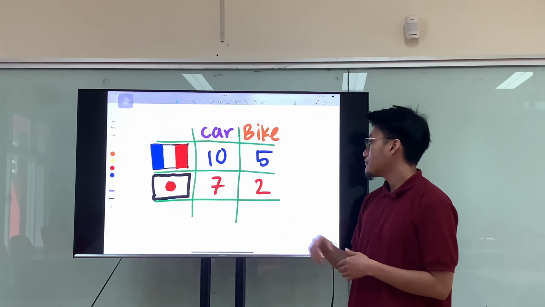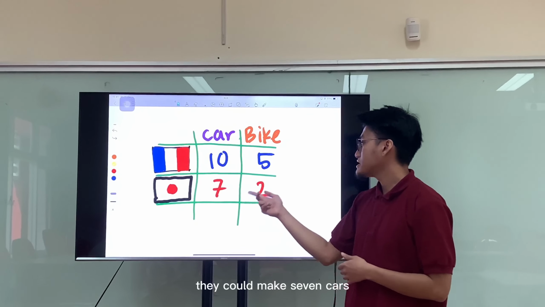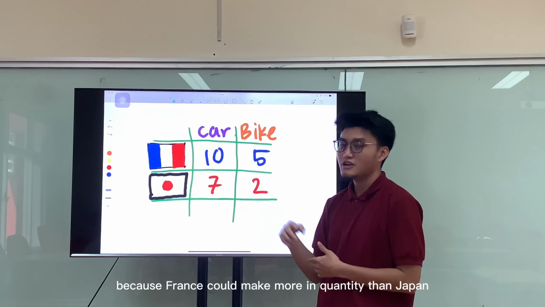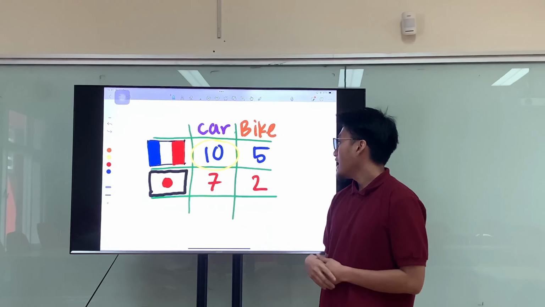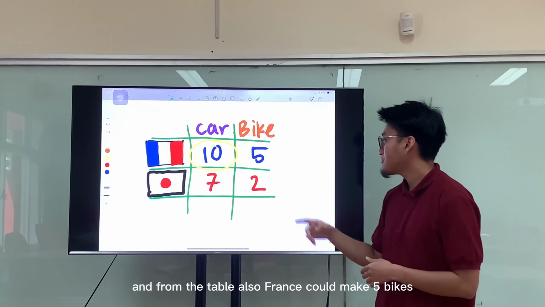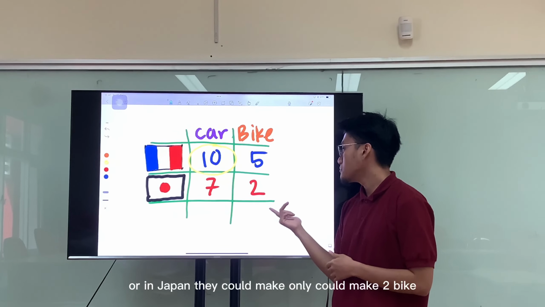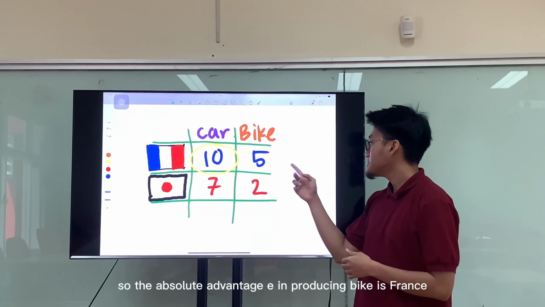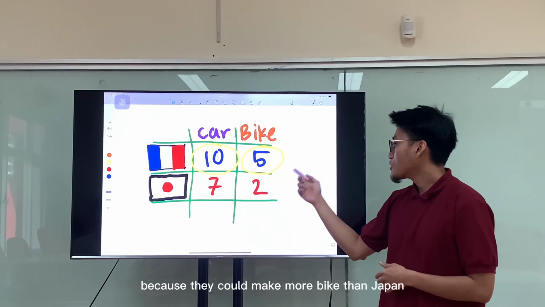So from the table, France could make 10 cars, while Japan could make 7 cars. So the absolute advantage in producing cars is France, because France could make more in quantity than Japan. And from the table also, France could make 5 bikes, while Japan could make 2 bikes. So the absolute advantage in producing bikes is France, because they could make more bikes than Japan.